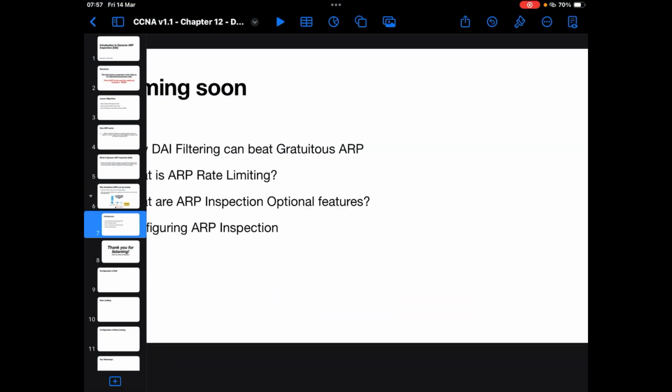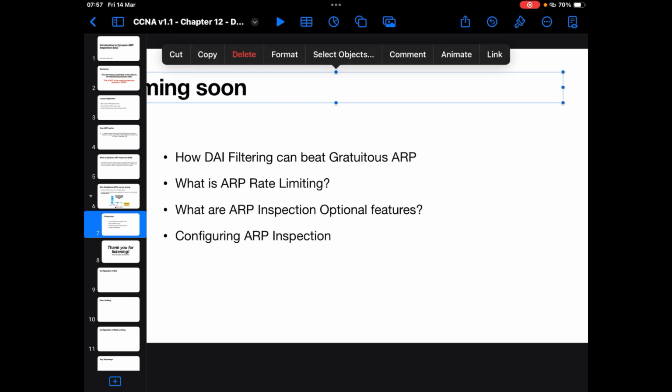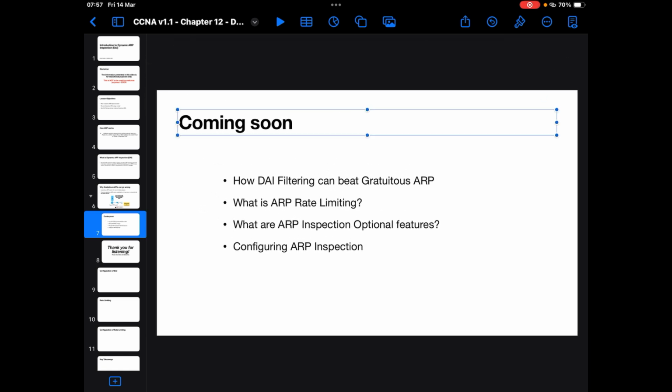So in the next video, I will be talking about how DAI filtering can beat gratuitous ARPs. What is ARP rate limiting? What are ARP inspection optional features? And configuring dynamic ARP inspection.